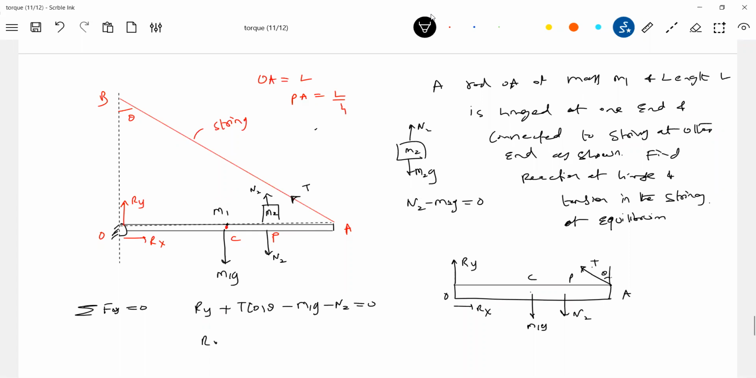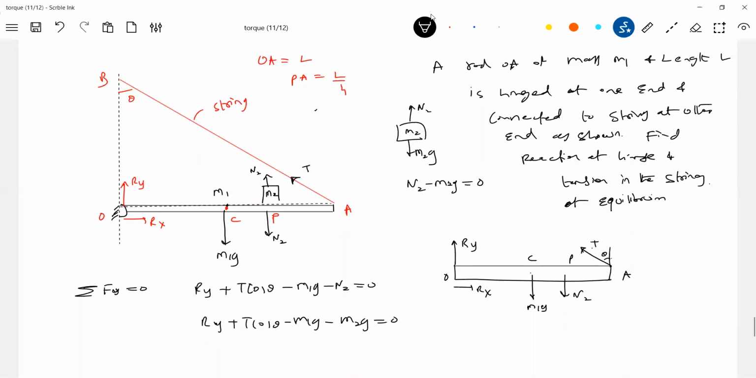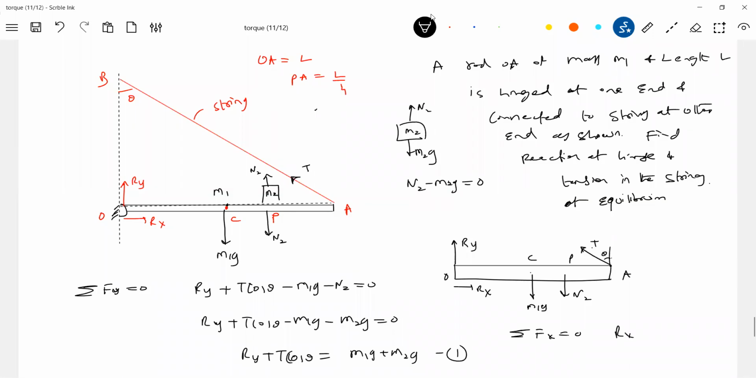So putting this, Ry plus T cos theta is equal to M1G plus M2G. How many unknowns are there? Rx, Ry, and T. One equation I got. Another equation is needed. Along the x-axis on the rod, Rx must be equal to T sine theta. That's equation 2.